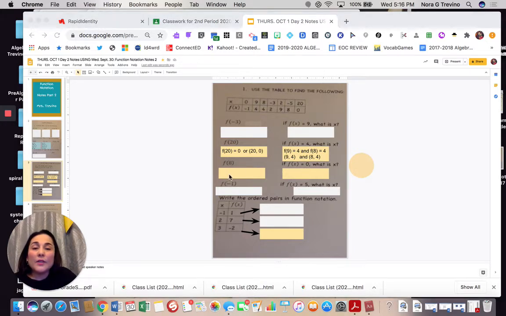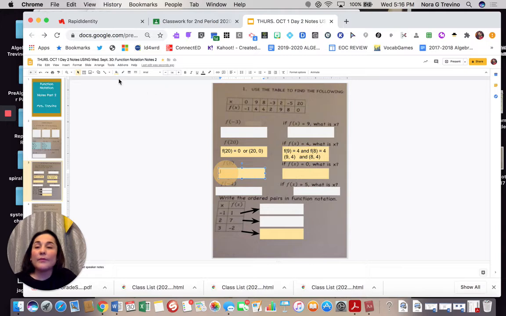Now let's go to the next one. f of 8. 8 is in the parentheses, so it's my input, it's my x. So I'm going to have to go look for the 8 in the x. Here it is, and its partner is 4. So I'm going to put right here, f of 8 equals 4, or as an ordered pair, 8, 4.